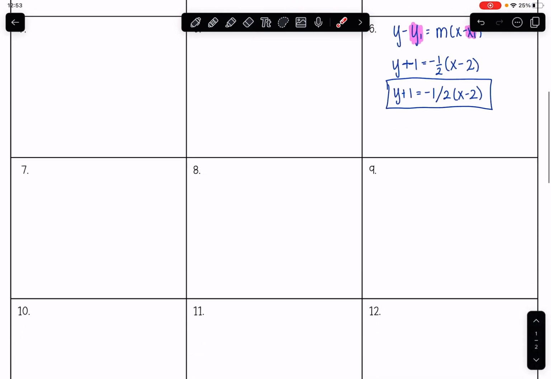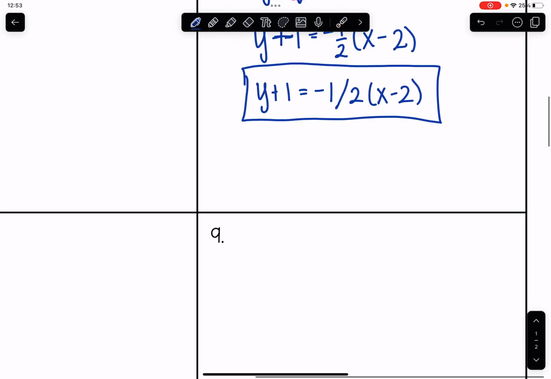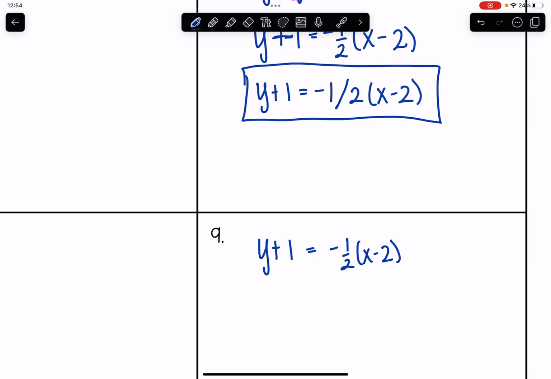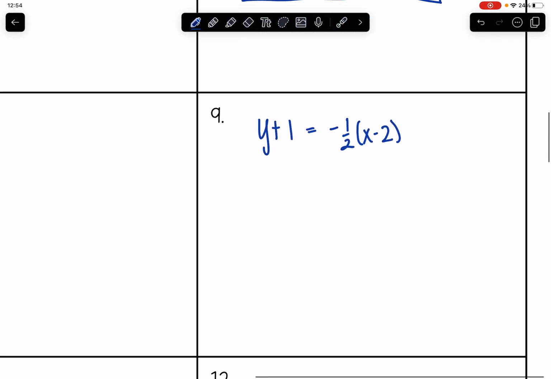Okay, then this next row, 7, 8, and 9, this is where we're taking our previous answer here, so the y plus 1 equals negative 1/2, x minus 2, and we're solving it for y. So again, this is what we did yesterday. All I'm doing is solving it for y. So I'm going to distribute first. That is step 1. We always have to distribute first.